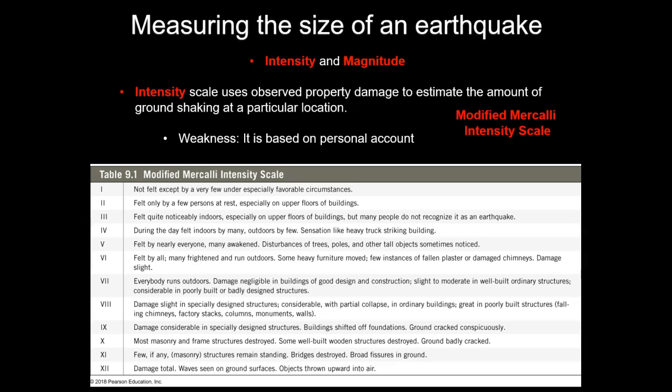All right, so now we know how to locate an earthquake, but how are the sizes of earthquakes determined? So this is done based on intensity and on magnitude. So an intensity scale uses observed property damage to estimate the amount of ground shaking at a particular location. Magnitude scales, which were developed a little bit more recently, use data from the seismographs to estimate the amount of energy that has been released at an earthquake source. Okay, so one is based on property damage observations, and then the other one on overall amount of energy that was released.